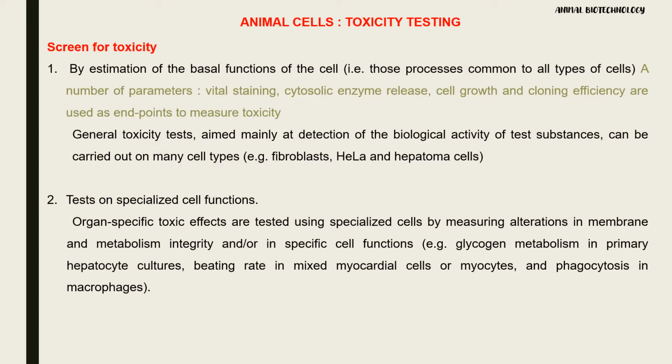Thus, the effect of toxic substances on cells can be estimated by evaluating the basal functions of the cell like vital staining, cytosolic enzyme release, cell growth, etc. In certain cases, specialized cells are used for specialized cell functions, for example, beating heart rate in myocytes or myocardial cells.